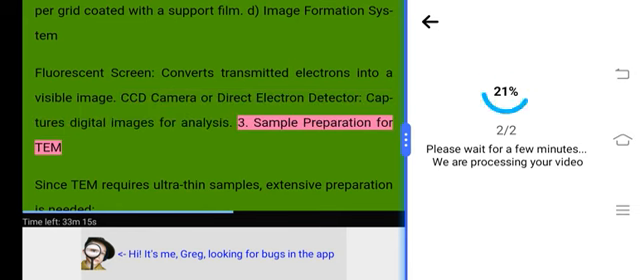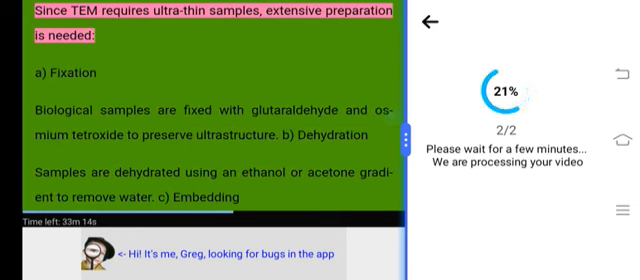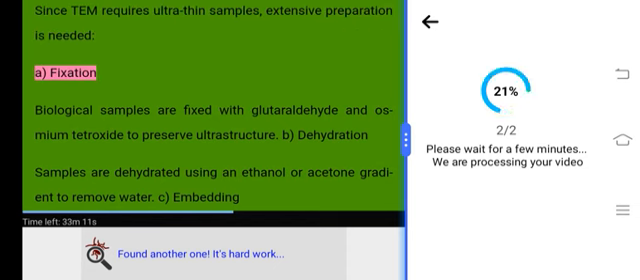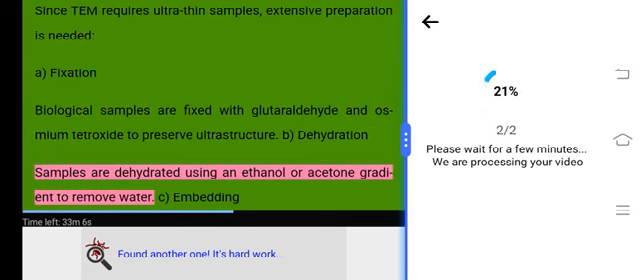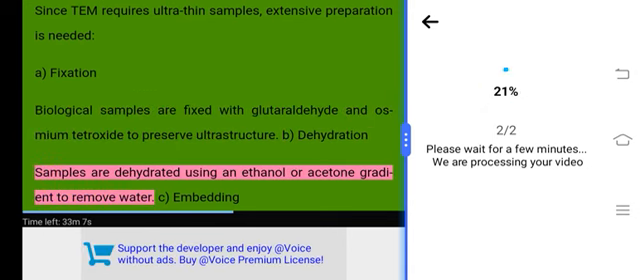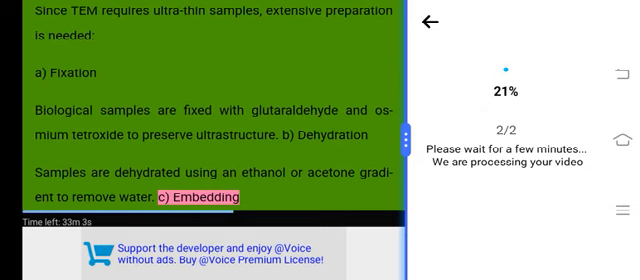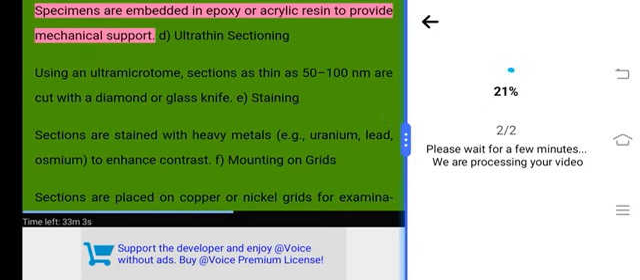3. Sample preparation for TEM. Since TEM requires ultra-thin samples, extensive preparation is needed. A. Fixation. Biological samples are fixed with glutaraldehyde and osmium tetroxide to preserve ultrastructure. B. Dehydration. Samples are dehydrated using an ethanol or acetone gradient to remove water. C. Embedding. Specimens are embedded in epoxy or acrylic resin to provide mechanical support.